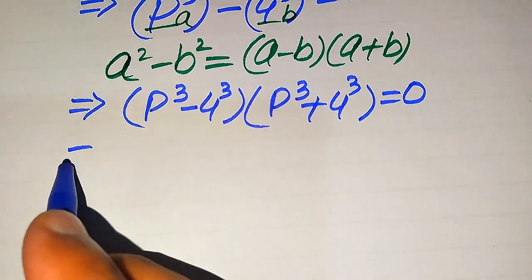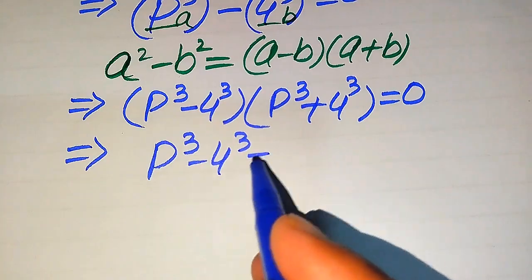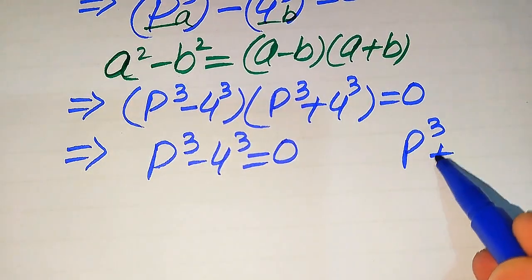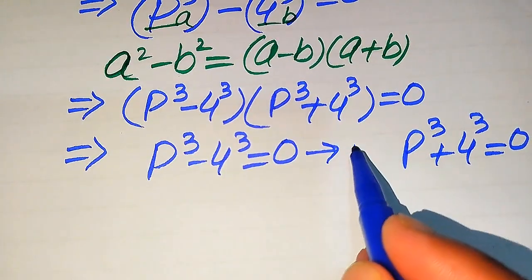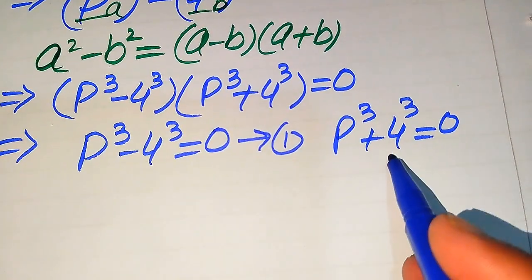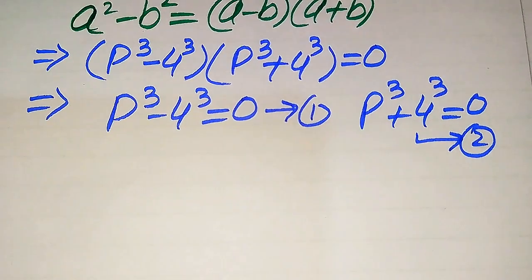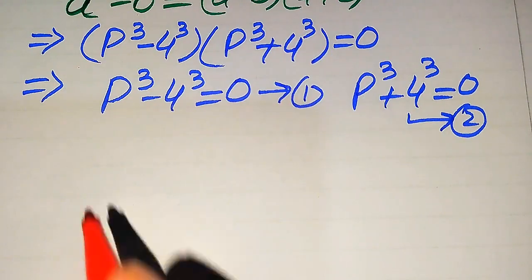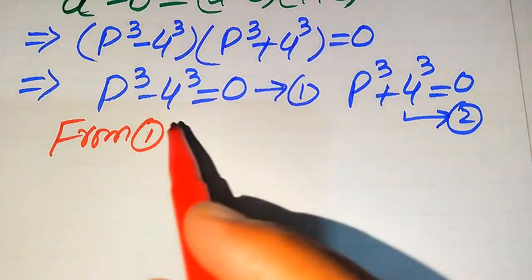And now we divide this equation into two cases. The first case is we write p cubed minus 4 cubed equals 0, and the second equation is we write p cubed plus 4 cubed is equal to 0. We call this our equation number 1 and this our equation number 2. So now we solve these two equations simultaneously. And now first we focus on equation number 1.